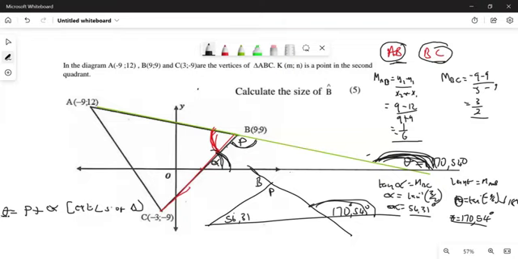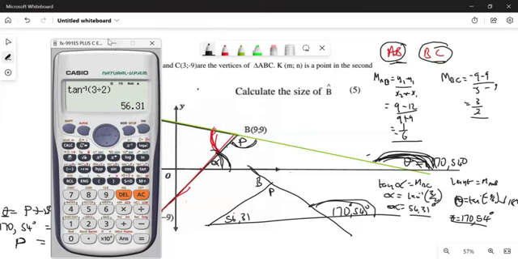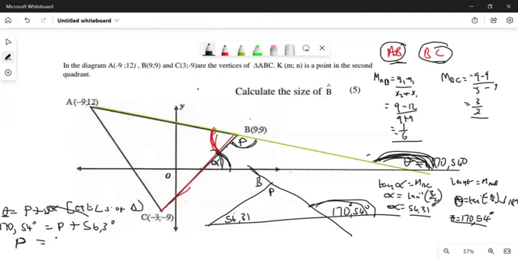And then after that, we know what theta is. We know theta as 170,54, which is going to be equal to P plus alpha, and we know alpha is 56,31. Meaning we're going to say, if we take this one to the other side, then we get P. 170,54 minus 56,31 gives us 114,23. So P is 114,23. But we are not done. This is not what we are looking for.